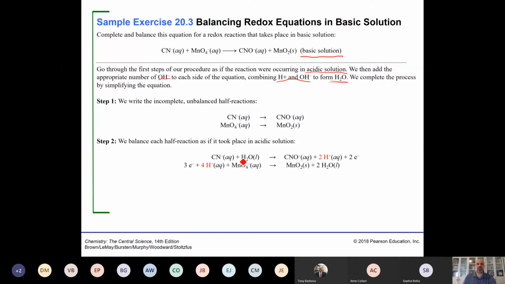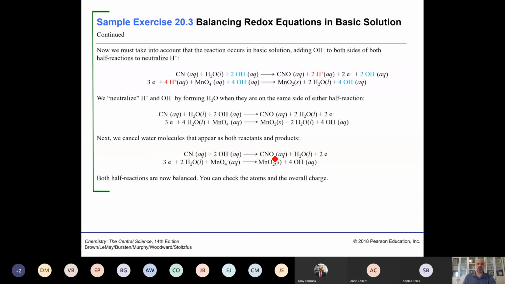Then we're going to balance the half reactions as if it took place in acidic solution, right? We added water to balance the oxygens on the other side of the equation. We then add protons to balance the hydrogen atoms from the water. Same thing in the bottom equation, right? We added water and then we added protons.